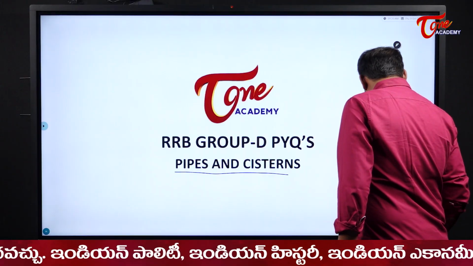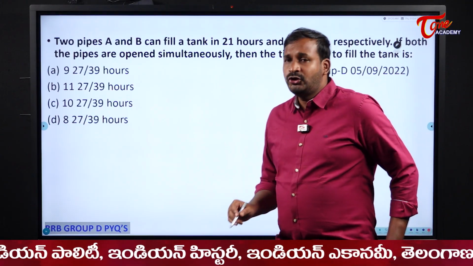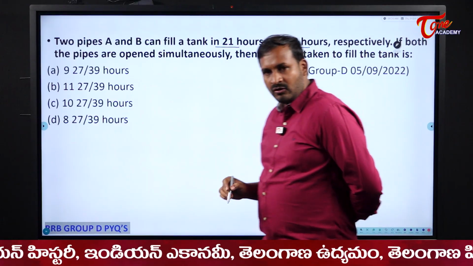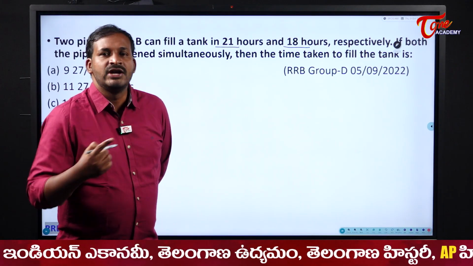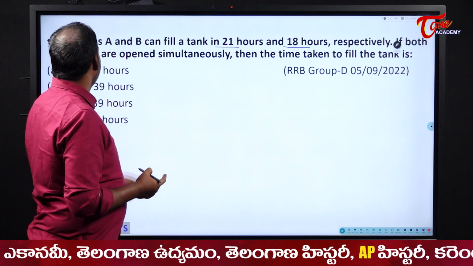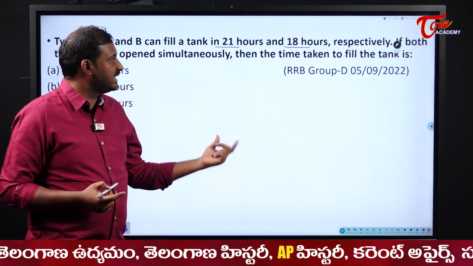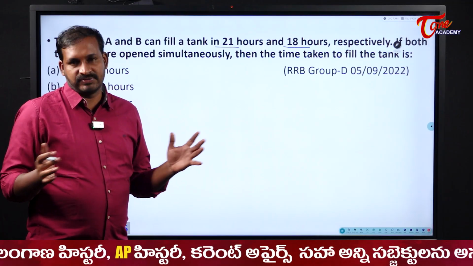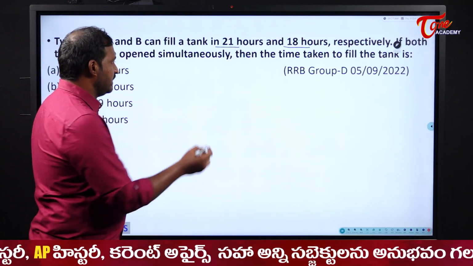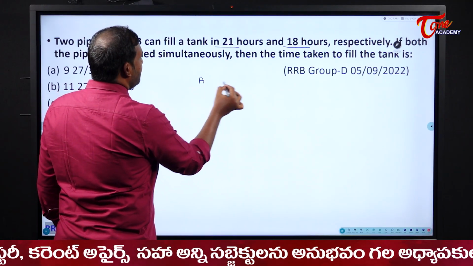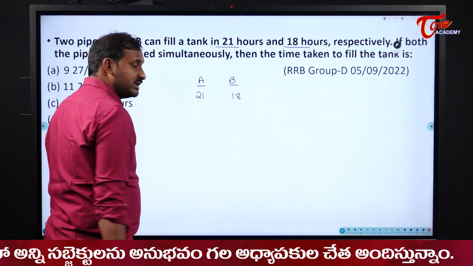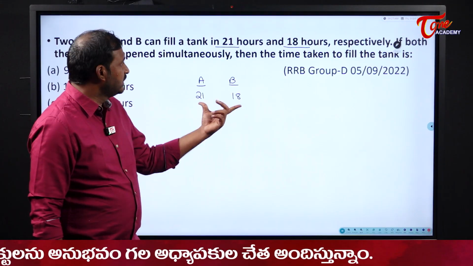Okay, right. Now see here, two pipes A and B can fill the tank in 21 hours and 18 hours. Okay, there are two pipes, they can fill the tank in 21 hours and 18 hours respectively. If both the pipes are opened simultaneously, then the time taken to fill the tank is. Now both the pipes are opened simultaneously. In what time the tank will be filled? Okay, pipe A, pipe B are there. It can fill in 21 hours and this one can fill in 18 hours.